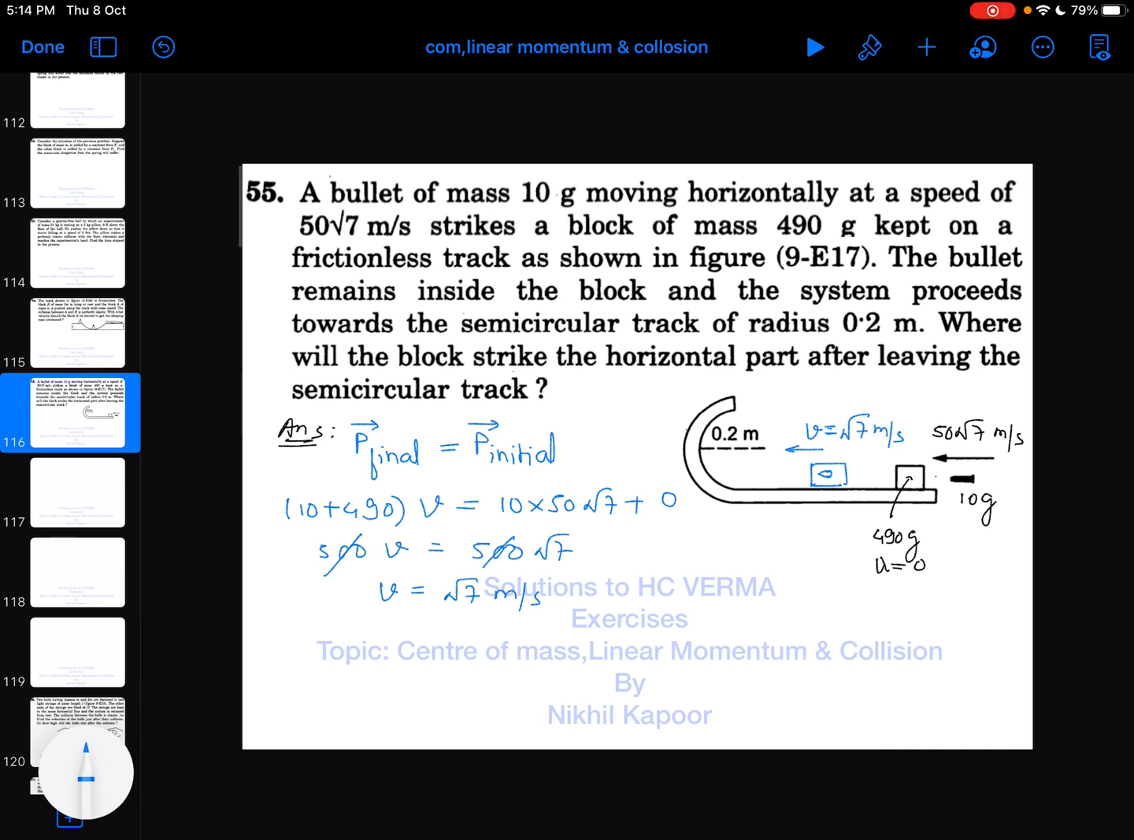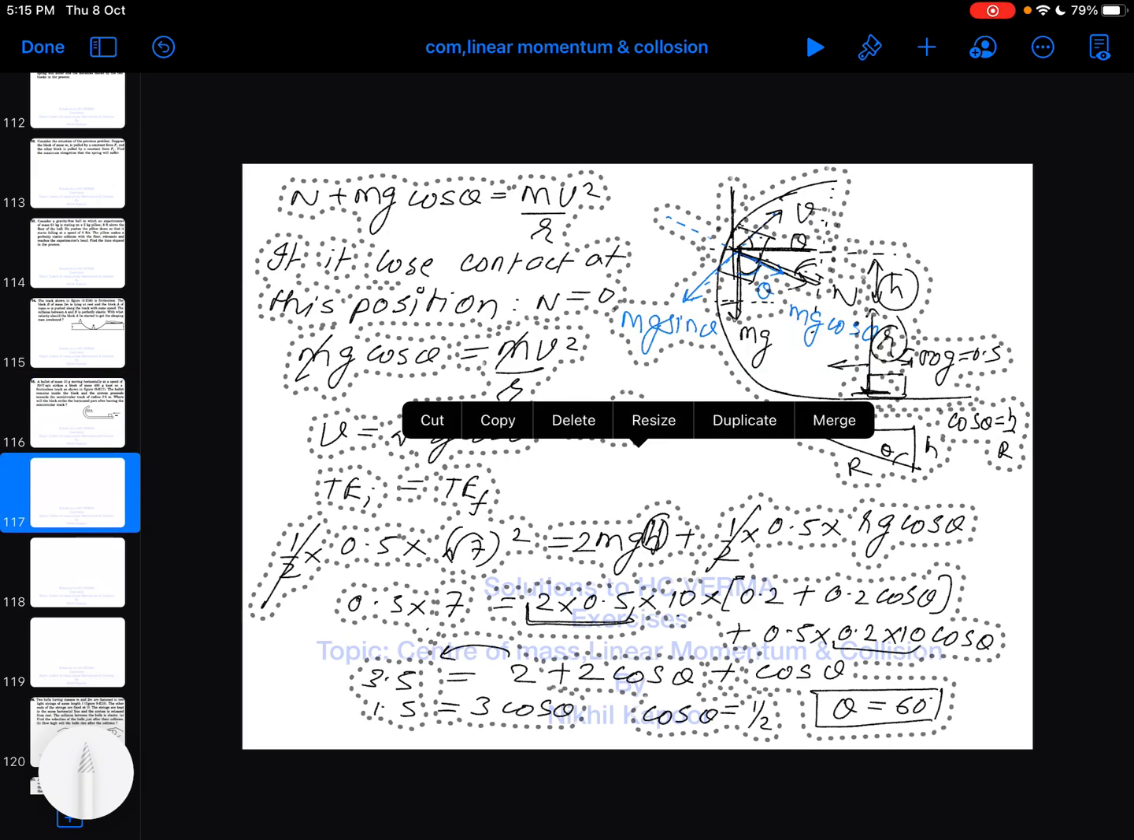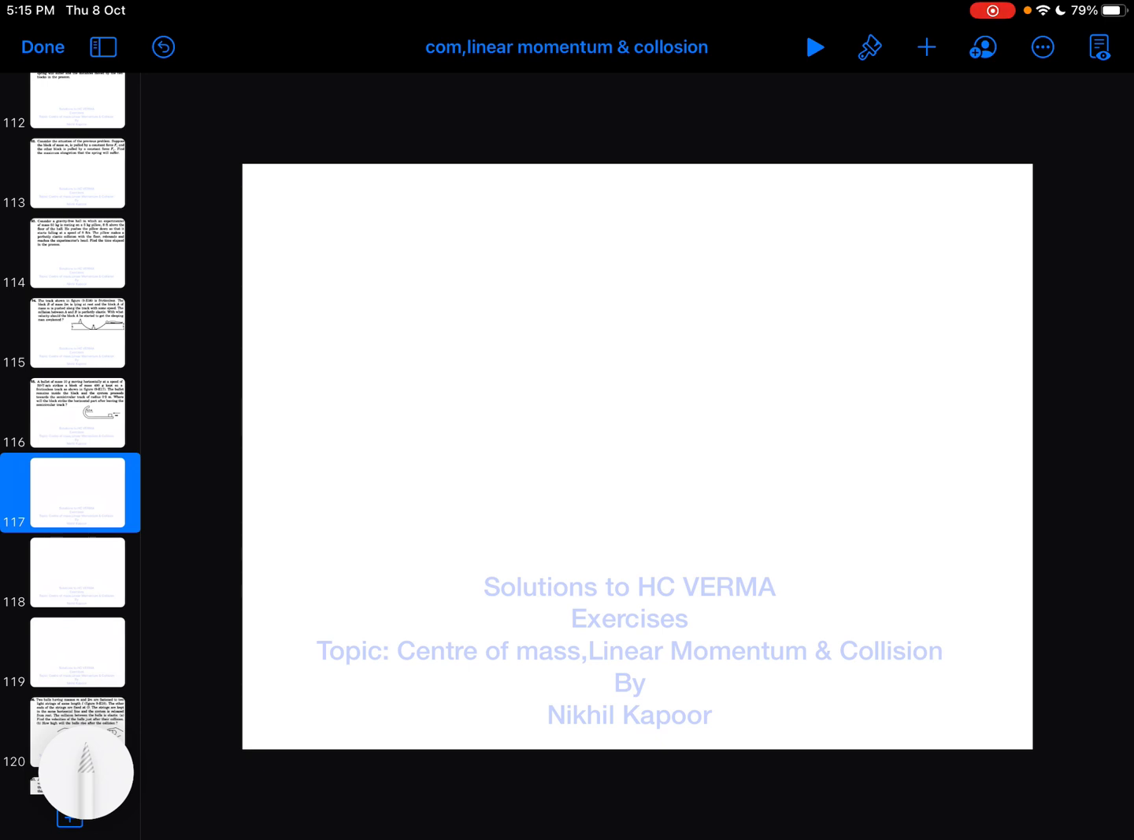Now it is said that the system proceeds towards a semicircular track of radius 0.2 meter, where the block strikes the horizontal part after leaving the circle. So here it means this particular system is going like this, and somewhere at a certain point it is losing contact, and the further motion will be the projectile motion. First of all, by using the theory of circular motion, we have to find the position where it will leave the contact.